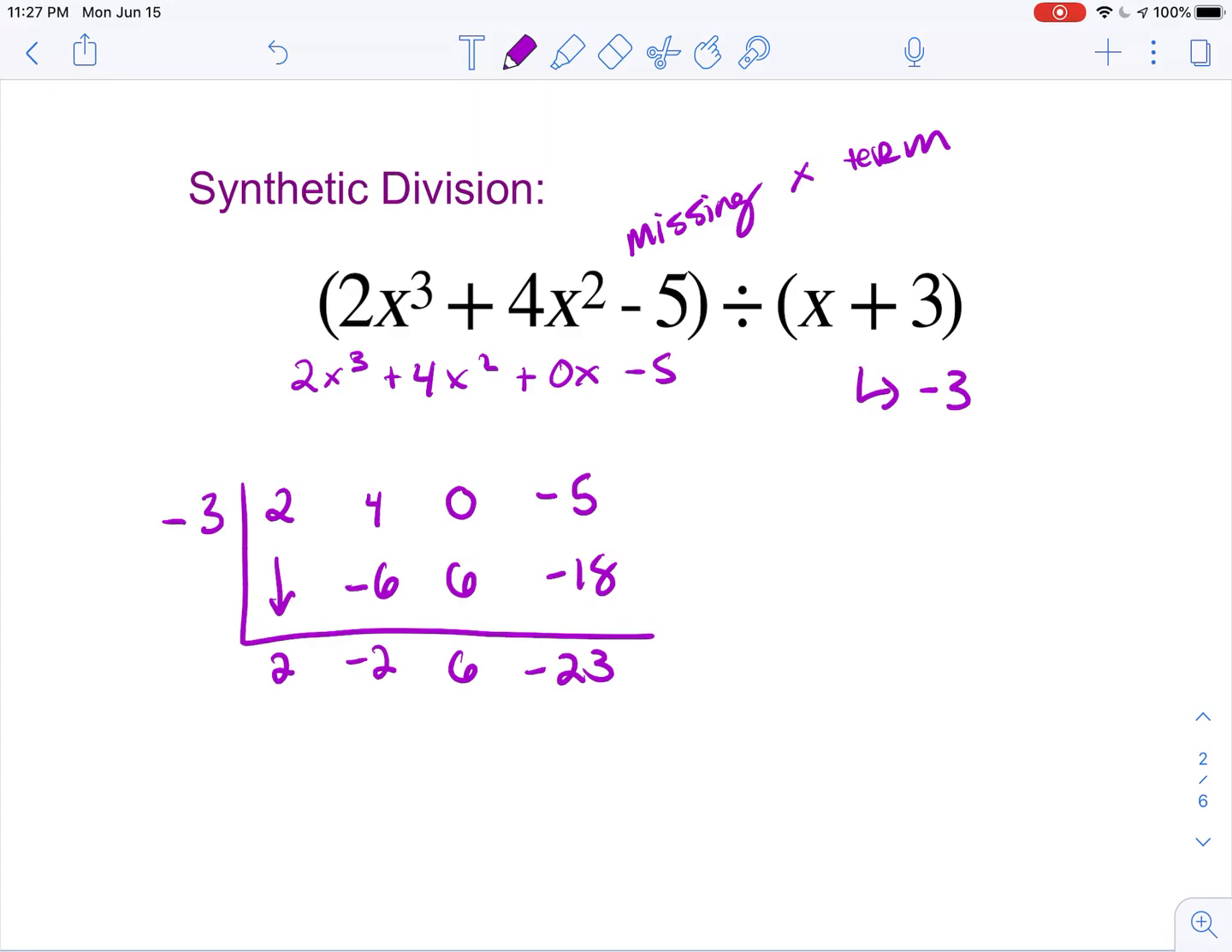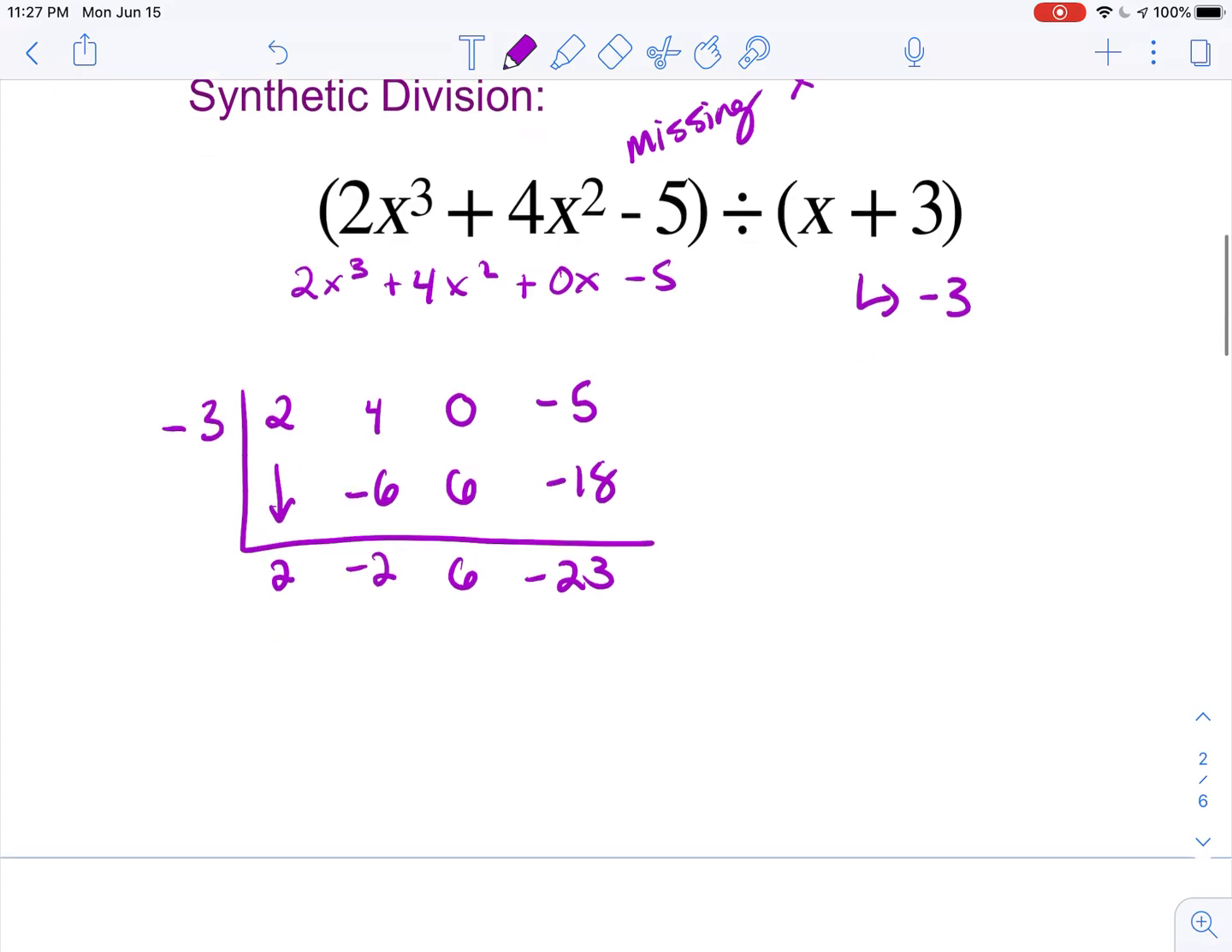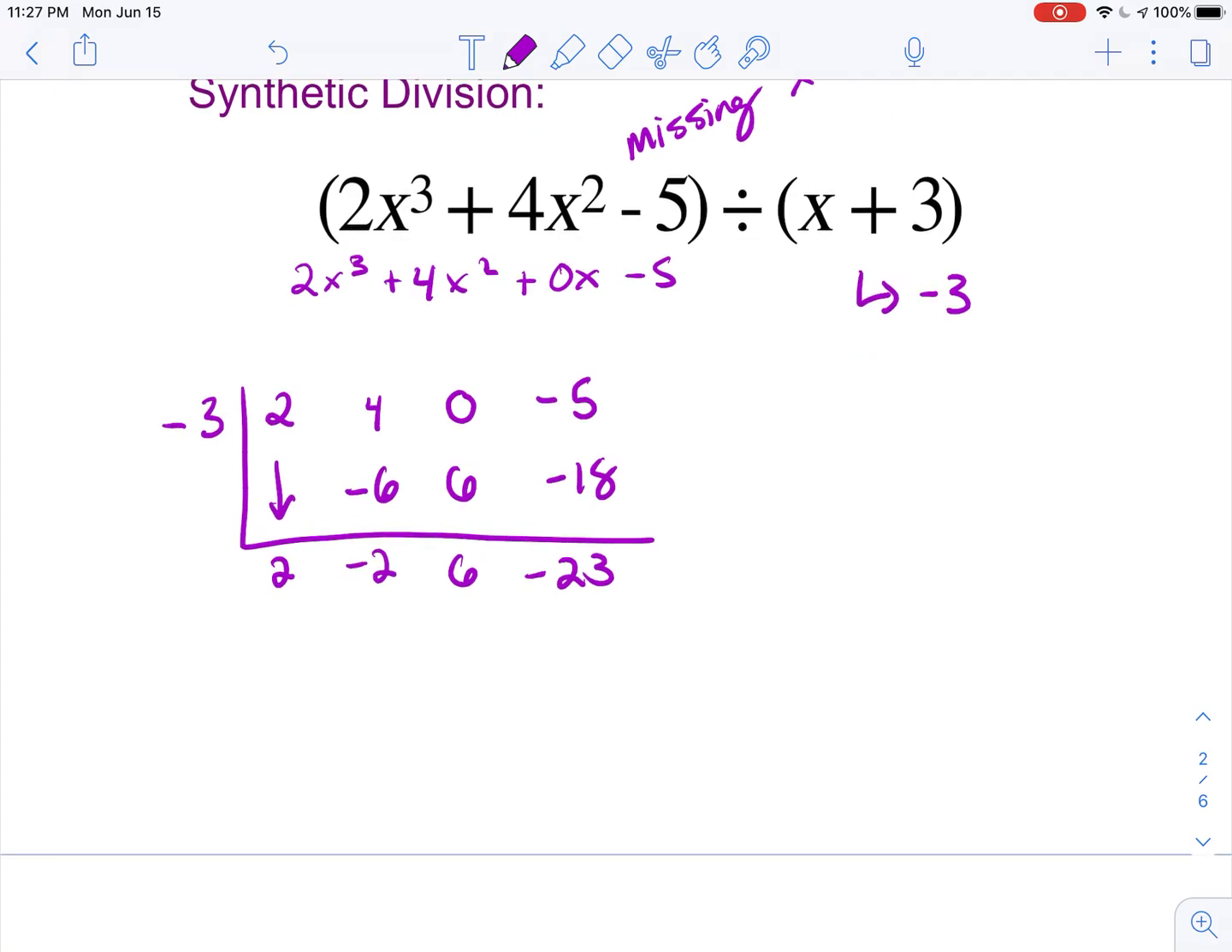So now all of these values are becoming my coefficients. Now, what is the power of my resulting answer? Well, it's 1 less than this exponent of 3. So 2x to the second power minus 2x plus 6. And then we have this remainder of negative 23.